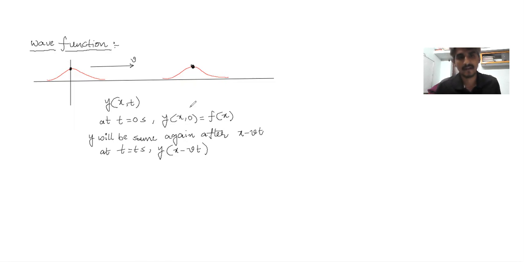When is it possible? Here, if y is maximum at 0 seconds, or y is maximum at x distance, then again y will be maximum after x minus vt distance. Maximum y means what? It is nothing but the amplitude, yes or no? This is the maximum value of y, which is nothing but its amplitude.